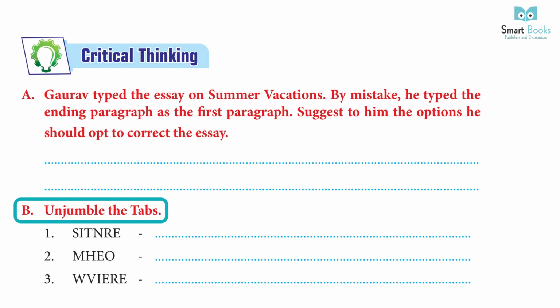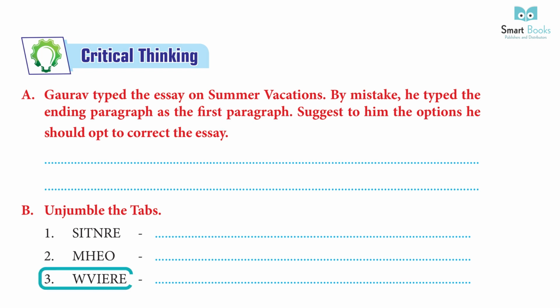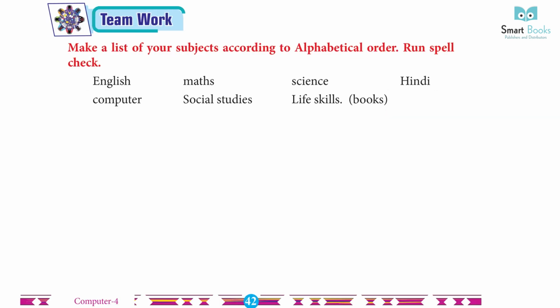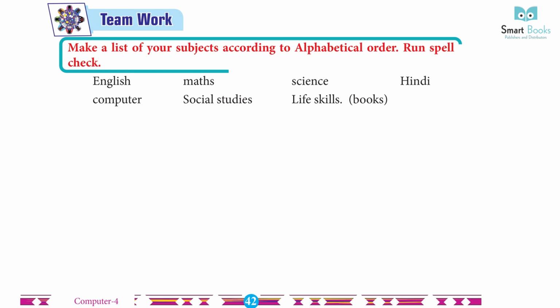B. Unjumble the tabs. 1. Insert. 2. Home. 3. Review. Teamwork. Make a list of your subjects according to alphabetical order. Run spell check. Answer: students will do it themselves.